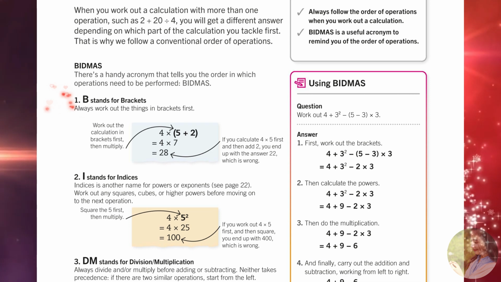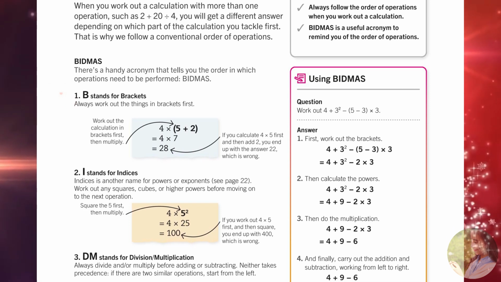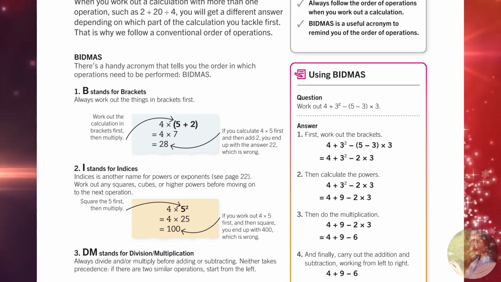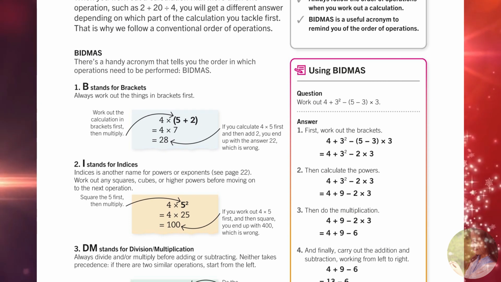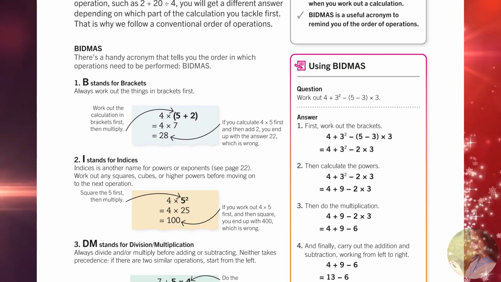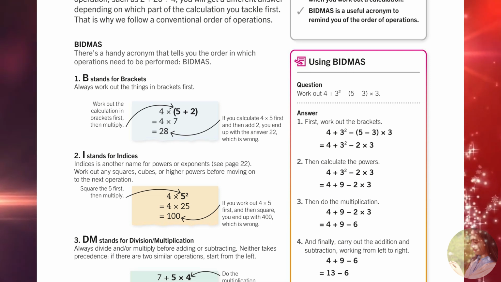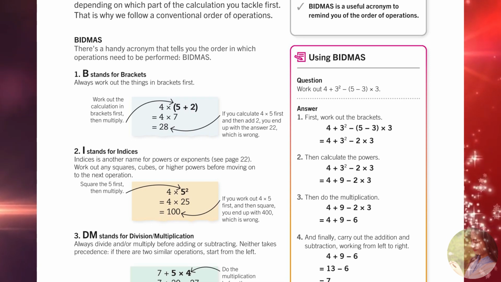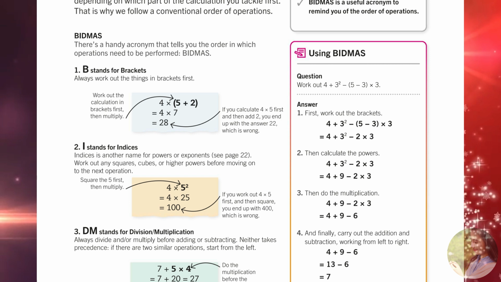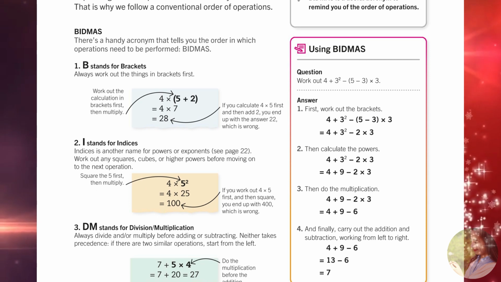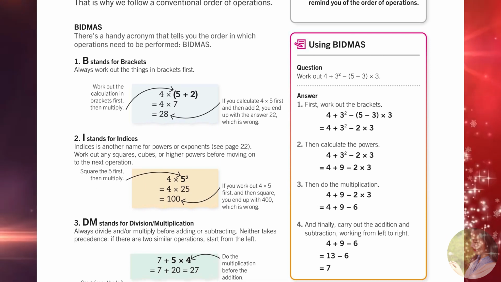Always work out the things in brackets first. Work out the calculation in brackets first, then multiply. If you calculate 4 times 5 first and then add 2, you end up with the answer 22, which is wrong.